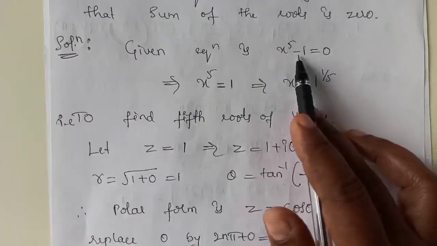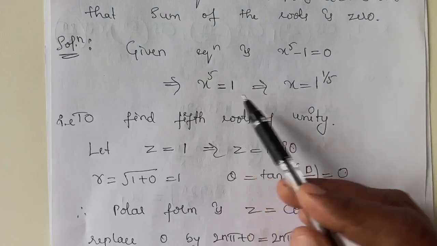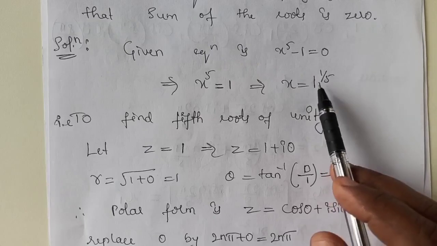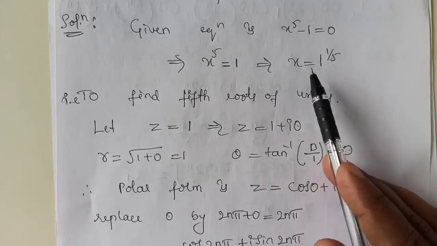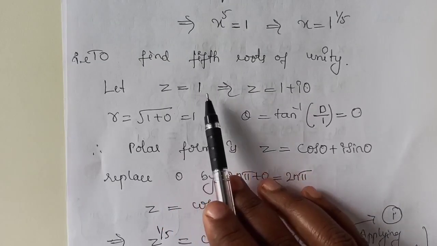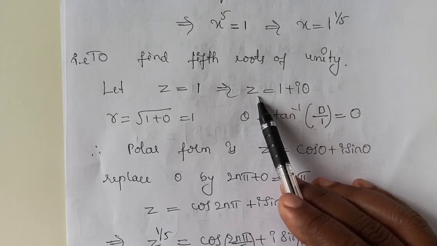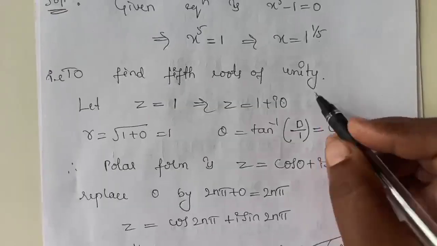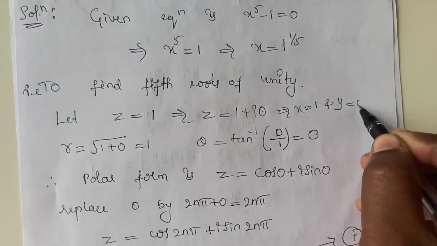on sending this 1 to the RHS, we get x power 5 equals 1, which implies that x equals 1 power 1 by 5. That means we have to find the fifth roots of unity. Already we have done this fifth root of unity problem, that is, we let z equal 1. So on transforming into complex form we get z equals 1 plus i into 0. So that means x equals 1 and y equals 0 here.